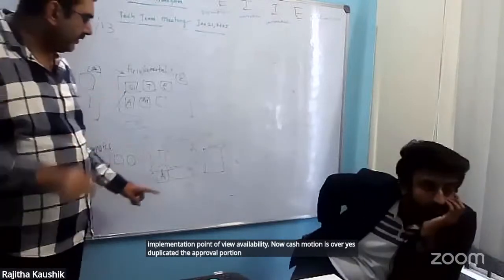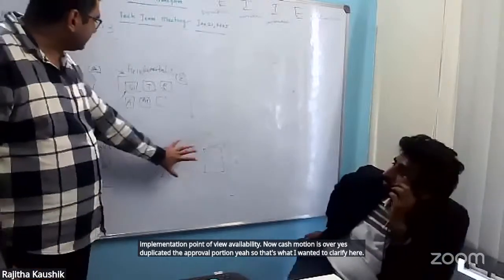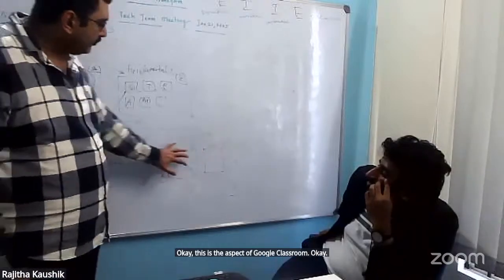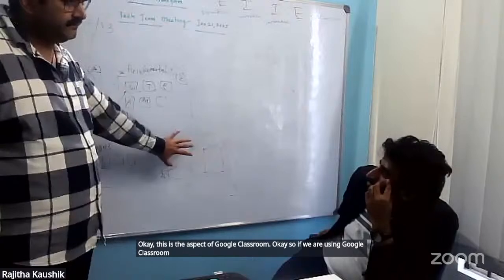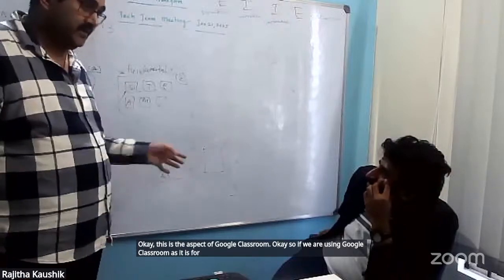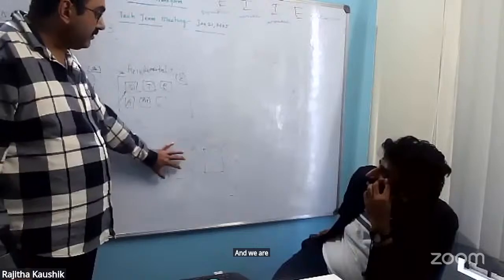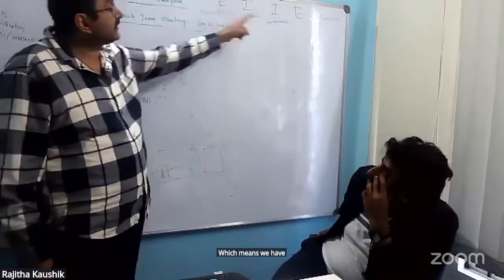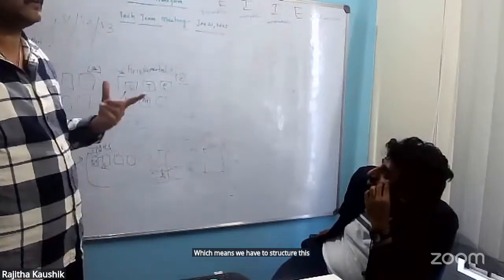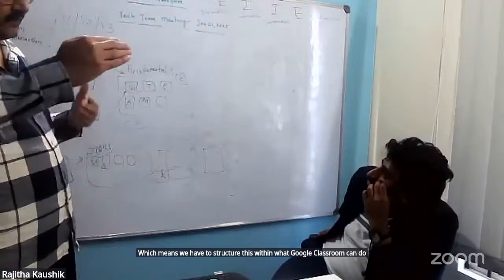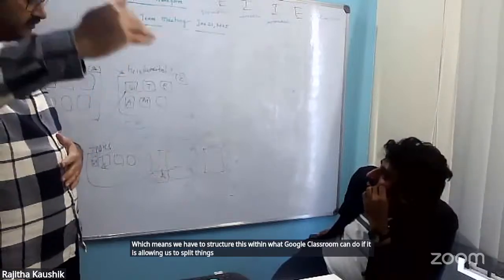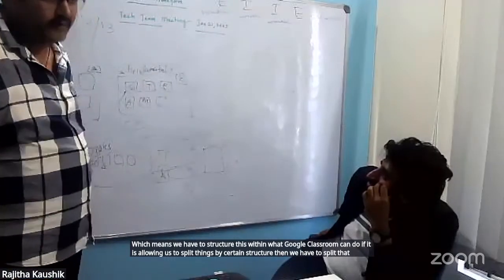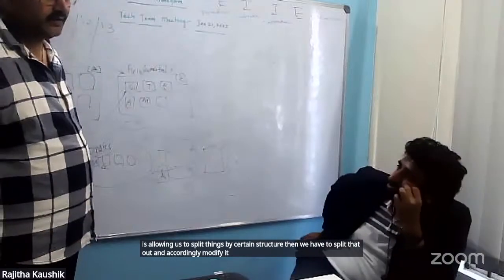Yeah, that's what I wanted to clarify here. See, this is the aspect of Google Classroom. If we are using Google Classroom as it is for presenting the UI, then we are limited to what Google Classroom offers. Which means we have to structure this within what Google Classroom can do. If it allows us to split things by a certain structure, then we have to split that and modify accordingly. That is what I am saying.